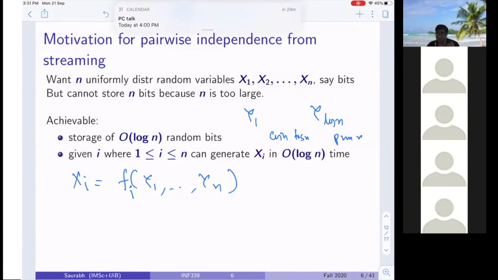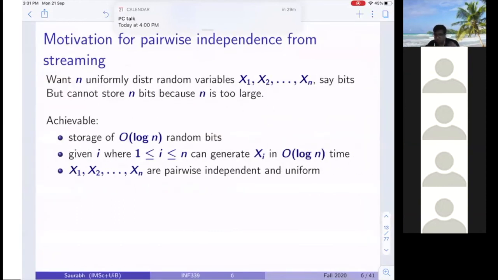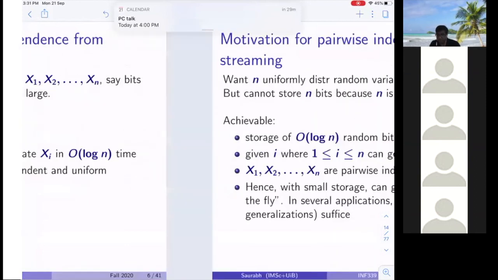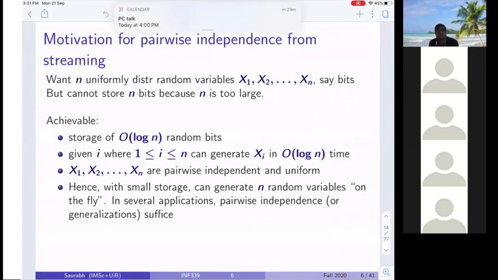And more than that, we would like to generate this xi in order log n time. Otherwise, for the kind of purposes we are looking for, it is useless. And more importantly, we would like them to be pairwise independent and uniform over 0, 1. Finally, since we cannot store even all these n, we would like to generate them on the fly.